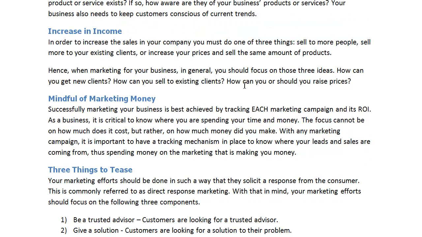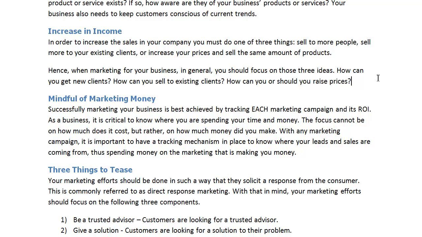The next one is increase in income, and this is something that's so basic, and when I talk about it, it's going to make so much sense, but we never think about this, or a lot of small businesses don't, that there's only really three ways to make money. Three ways to make money in your business. One, sell to more people, so increase sales. Two, sell more to your existing clients. So that kind of goes with sell to more people, but number one would be get new clients.